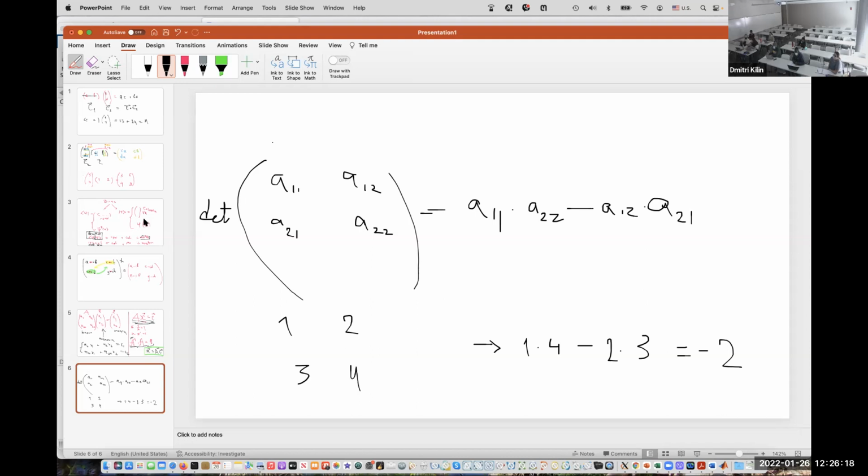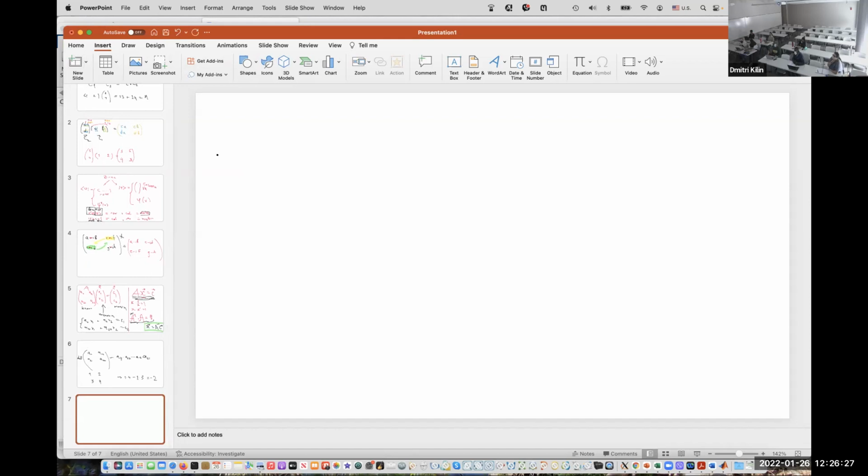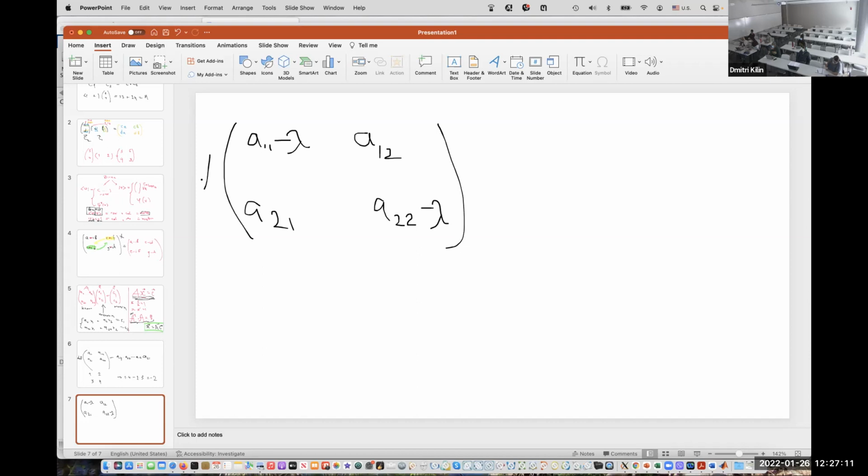So I'm skipping an introduction, going to the practical side. If we need to find eigenvalues of this matrix, I'm just reproducing the same notation, a 1, 1, a 1, 2, a 2, 1, a 2, 2. So the practical way is to subtract a number, the same number, from each element on the diagonal, find a determinant, and make it equal to 0.